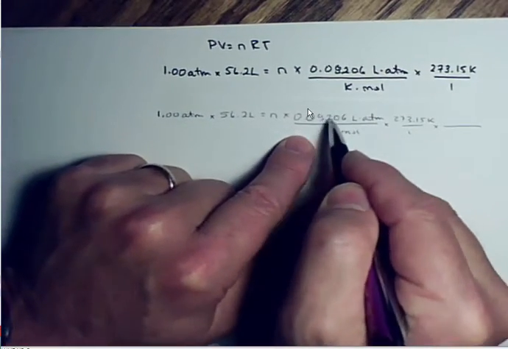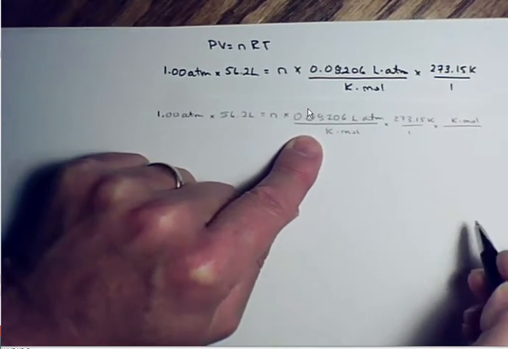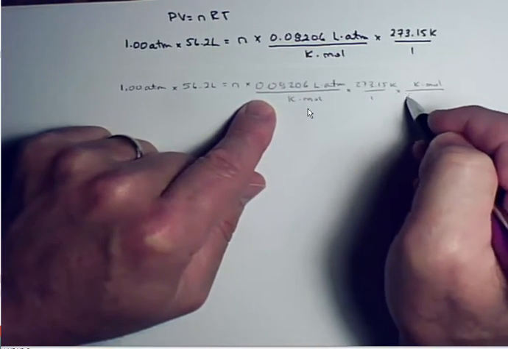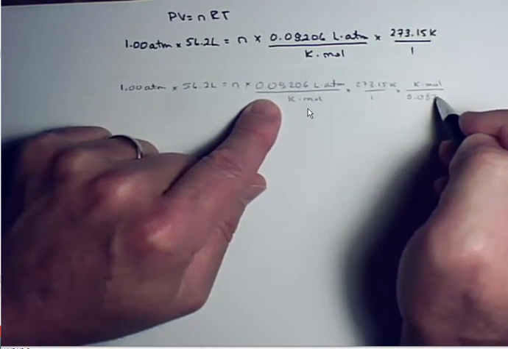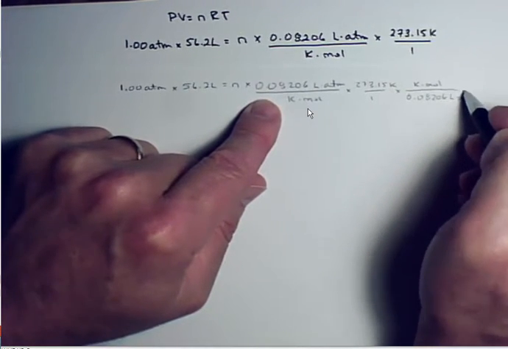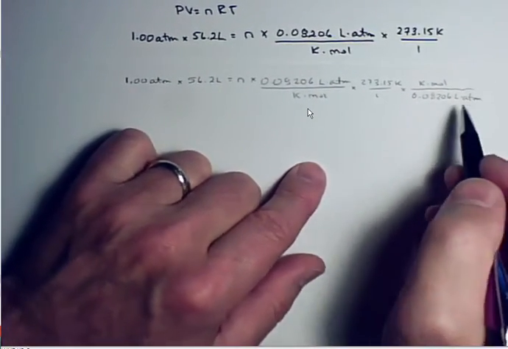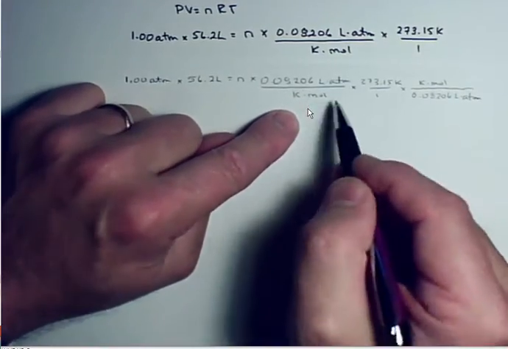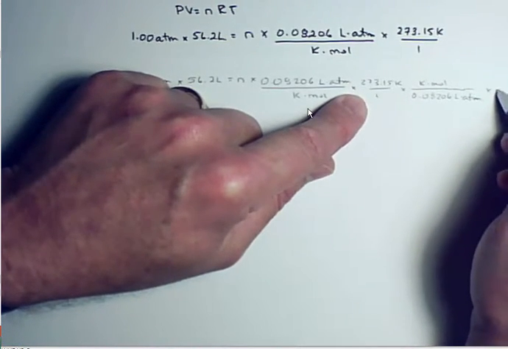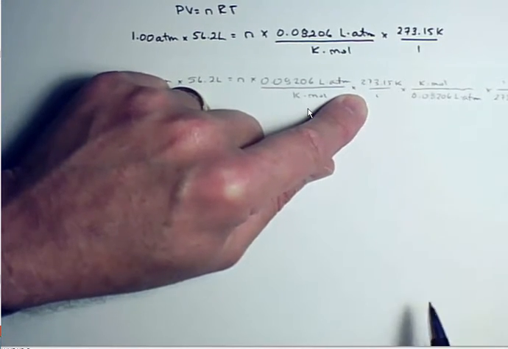So I'm going to take this number and just flip the whole thing over. Okay, so I'm going to have Kelvin times moles on the top, and 0.08206 liters times atmospheres on the bottom. This term here is the inverse of that. It's just flipped over, and then I'm going to take this and flip it over. 1 over 273.15 K.